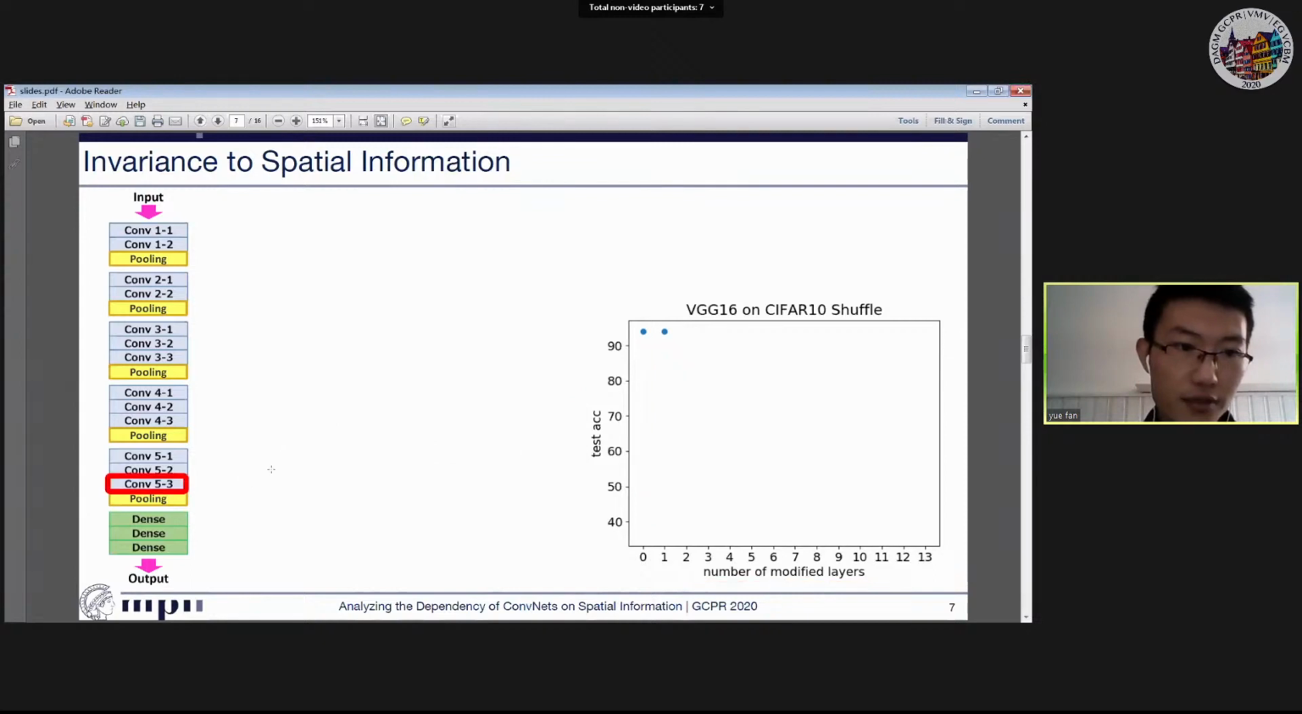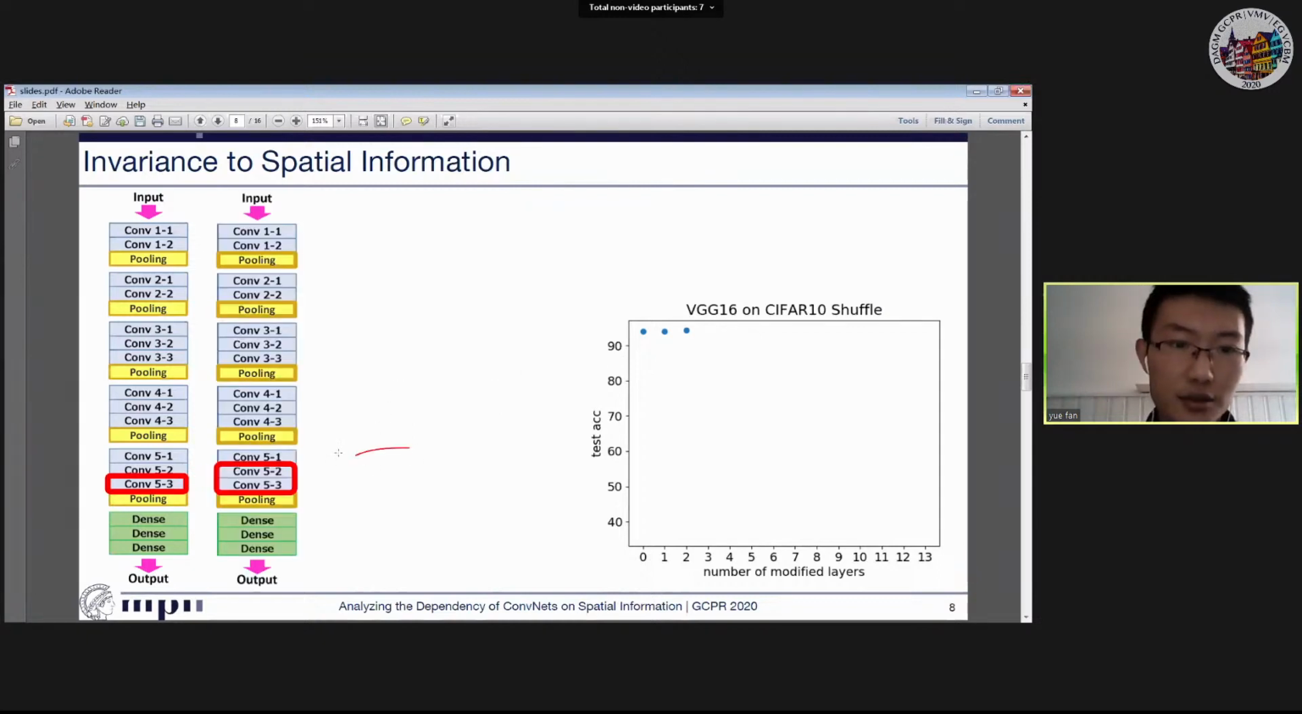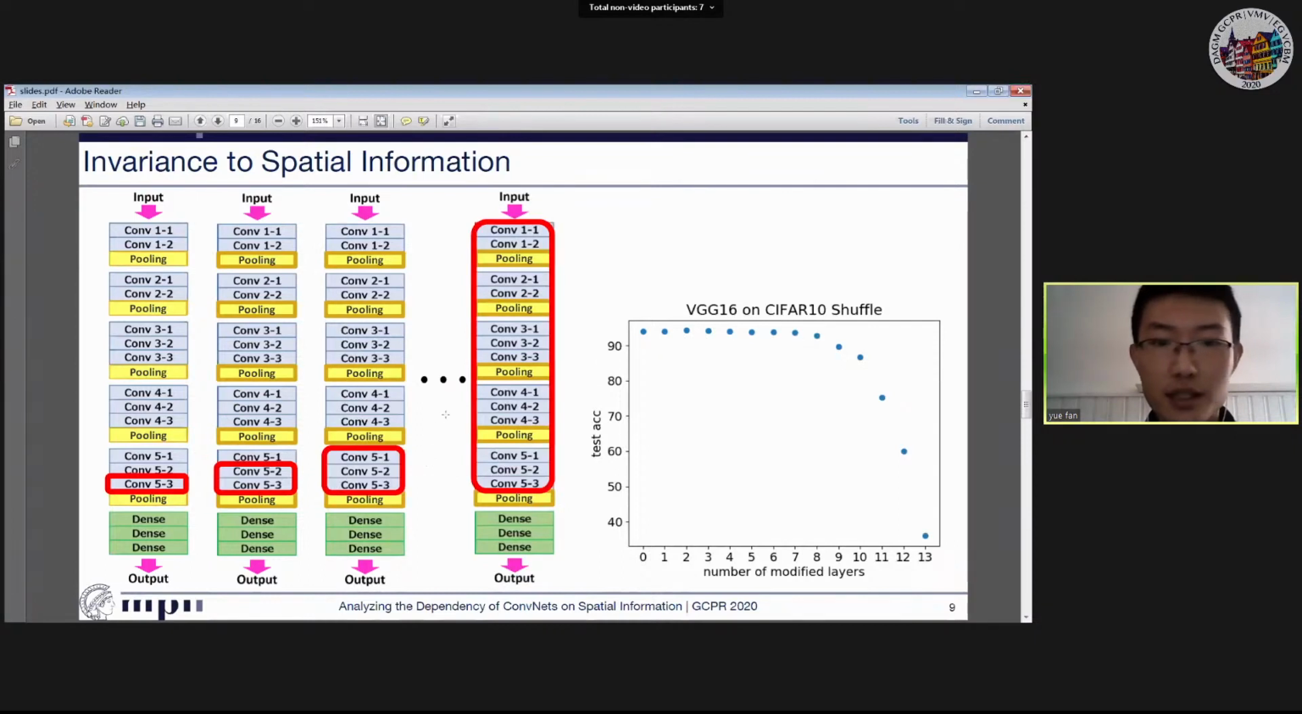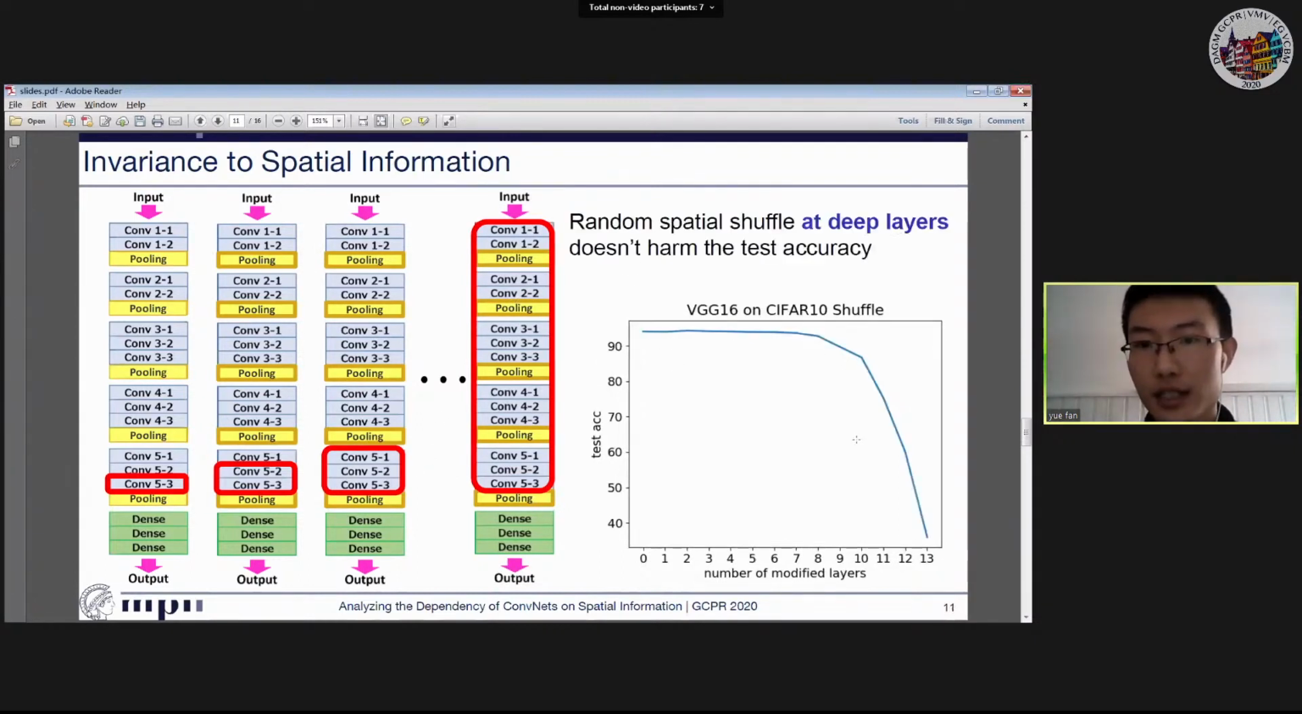So now we shuffle the last layer, and then we train our model, we test it, and we have a new dot here. And then we shuffle the last 2 layers, we have a new dot here, and then we do the same for the last 3 layers, last 4 layers, until all layers are shuffled. So we can basically have a curve like this.